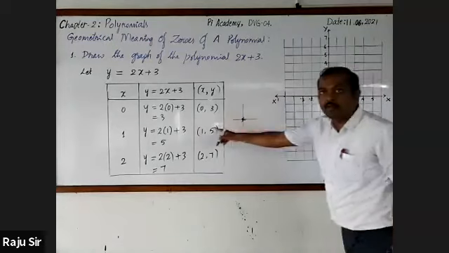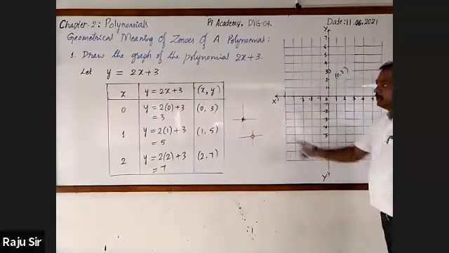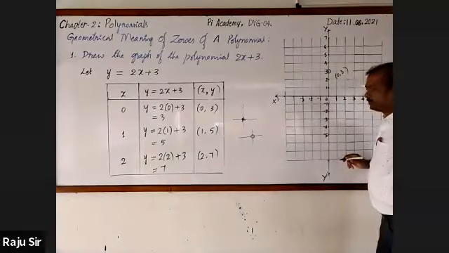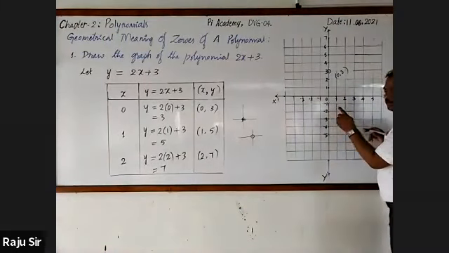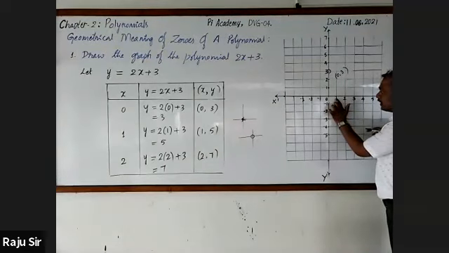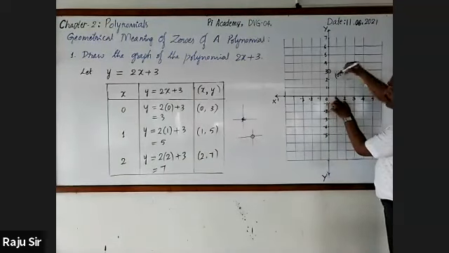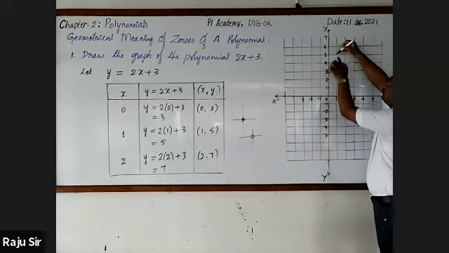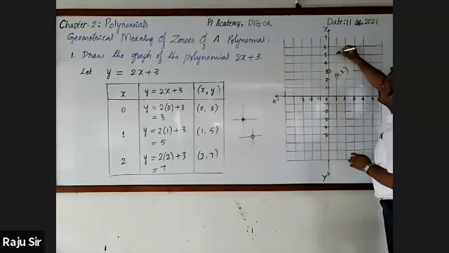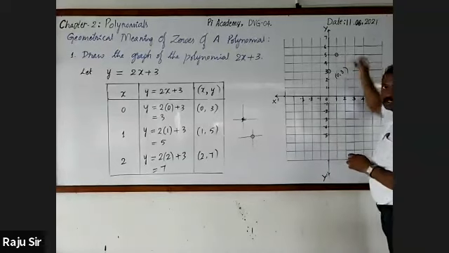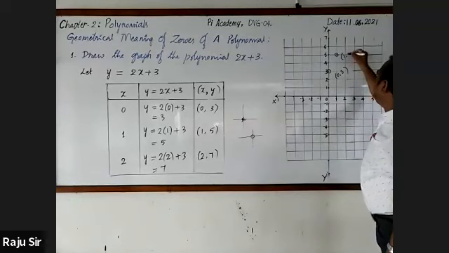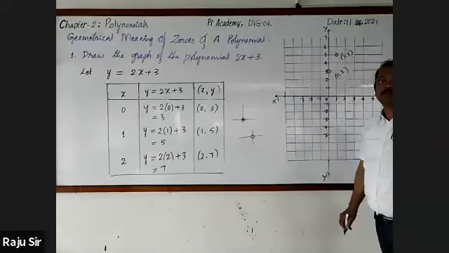Next one. 1, 5. When x is plus 1, y is plus 5. Chinmayi, observe the board. When x is positive 1, plus 1 is here. Y is positive 5 here. See, these two will intersect at this point. Put a dot and encircle. Yes. Look at it. It is 1, 5.